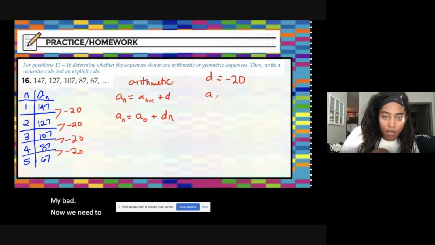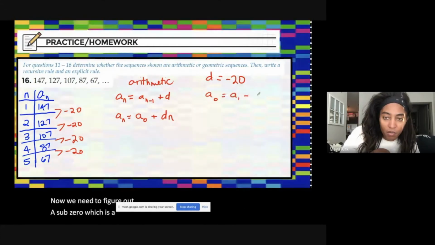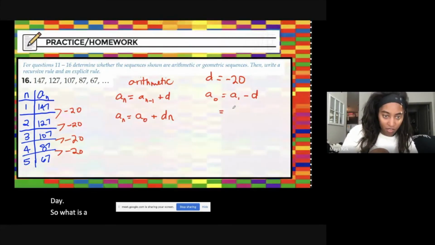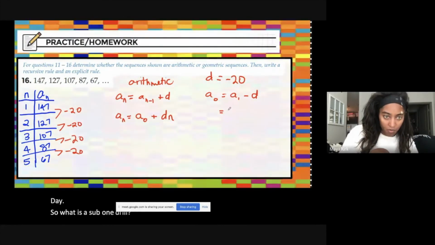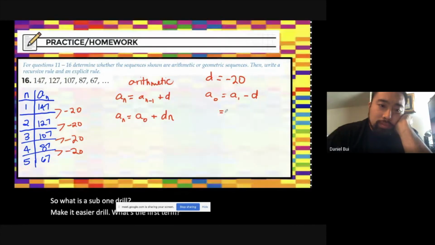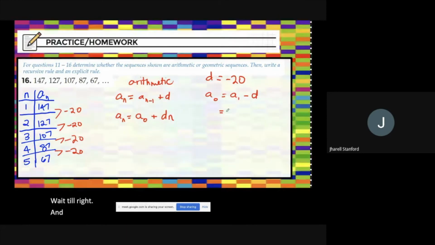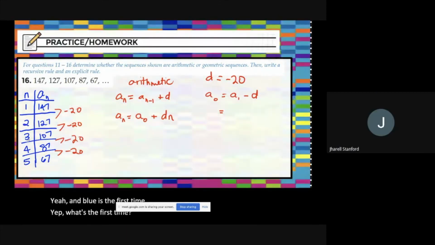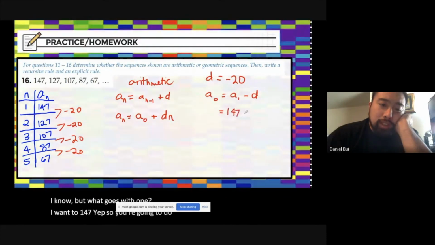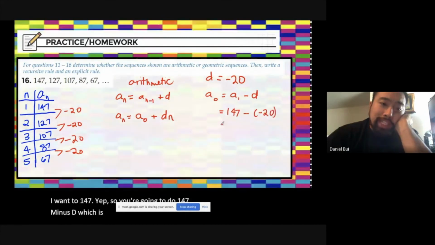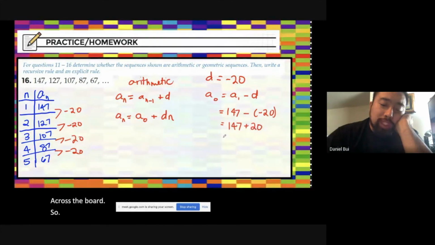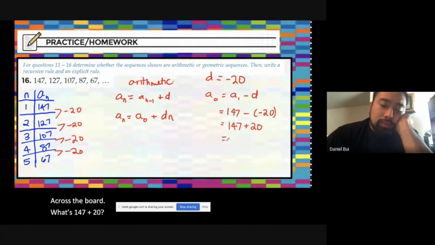Now we need to figure out a sub 0, which is a sub 1 minus d. So what is a sub 1, Jarrell? To make it easier, what's the first term? Like to the right, in blue. What's the first term? 1. I know, but what goes with 1? Oh, 1 to 147. Yep. So you're going to do 147 minus d, which is the same across the board. So what's 147 plus 20? 167? Yep.